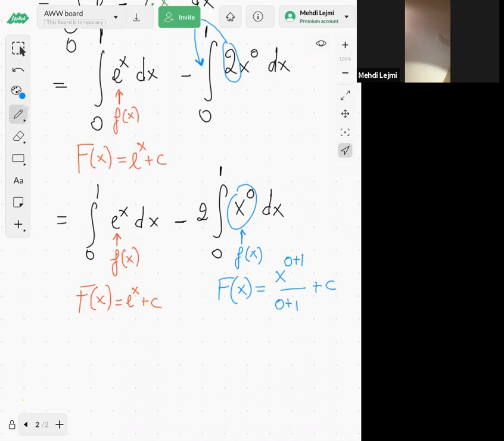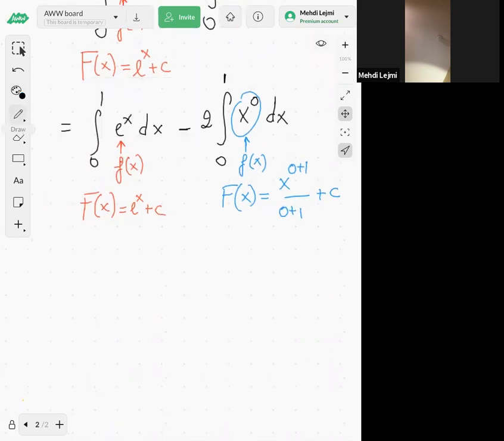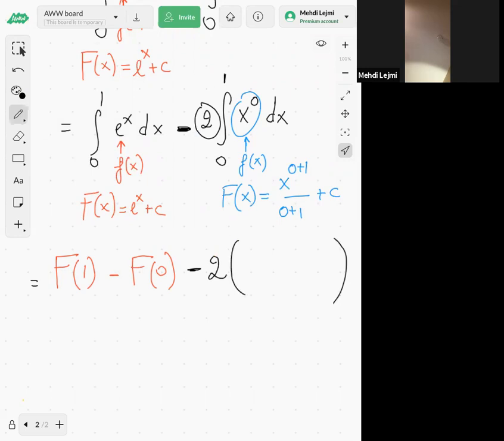All right. Now we have to evaluate. So using our theorem, for the first integral we're going to have capital F of 1 minus capital F of 0. All right, then there is this minus here. So here's my minus, there's this two here. So here's two, and then there's this antiderivative, the blue one. So capital F of one minus capital F of zero.